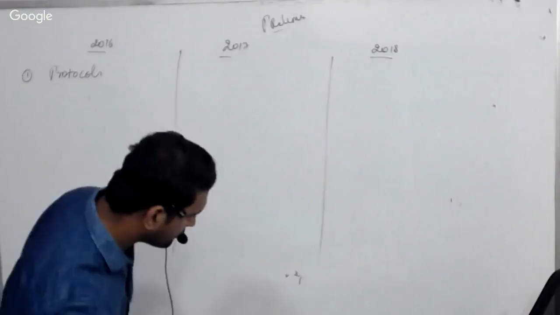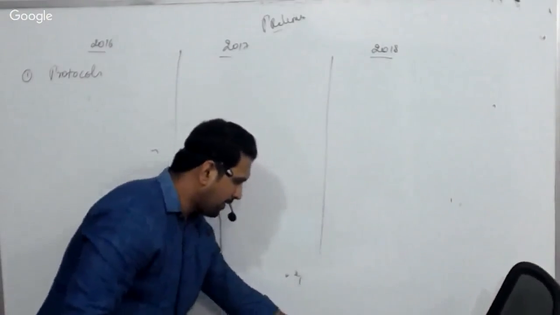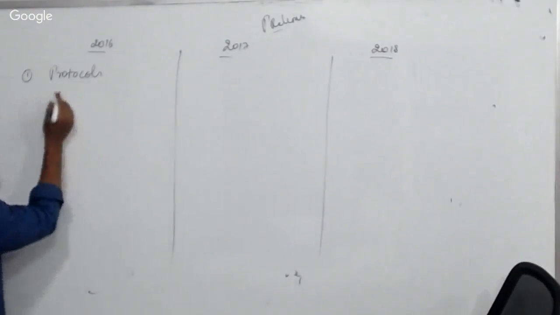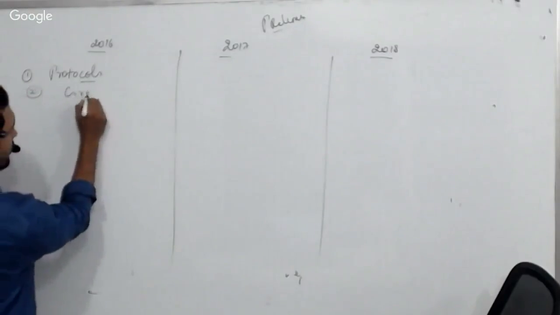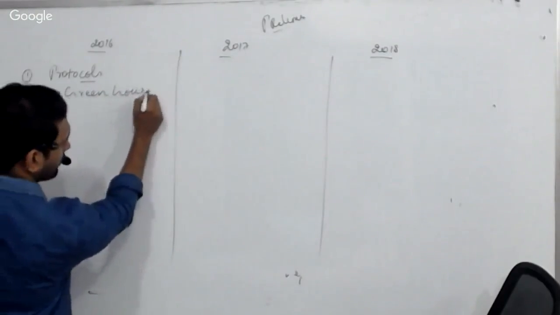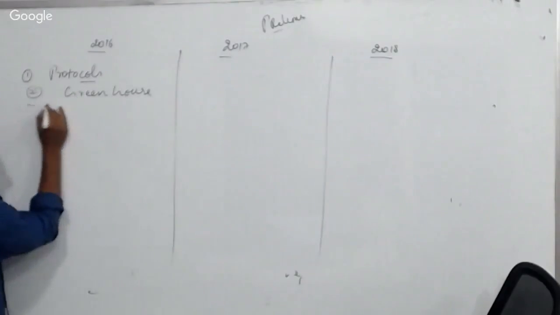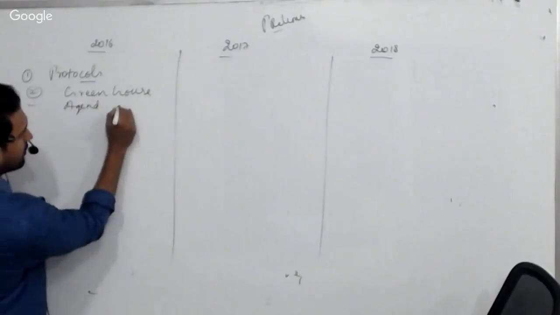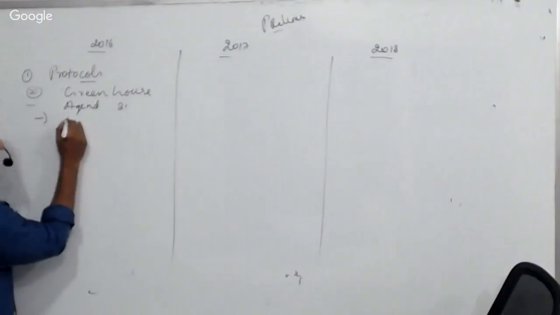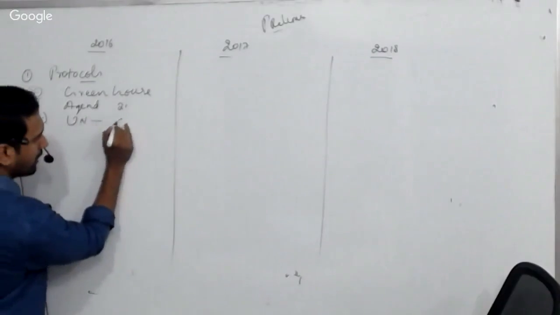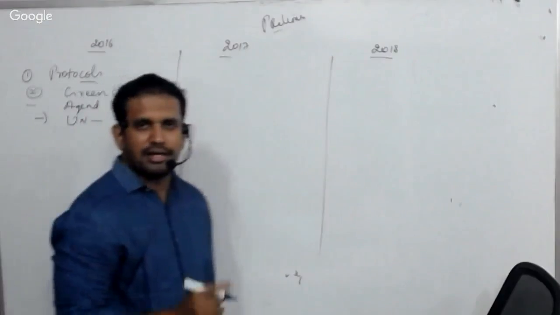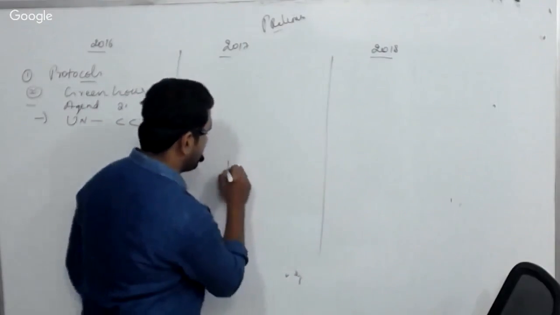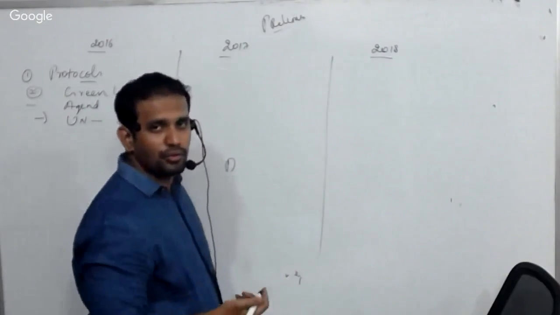Remember this. Another question was there on another protocol, which is called the greenhouse protocol. Agenda 21 was also asked. United Nations Convention to Combat Desertification. Desertification is not the certification that you do for MS Office. It is another thing.